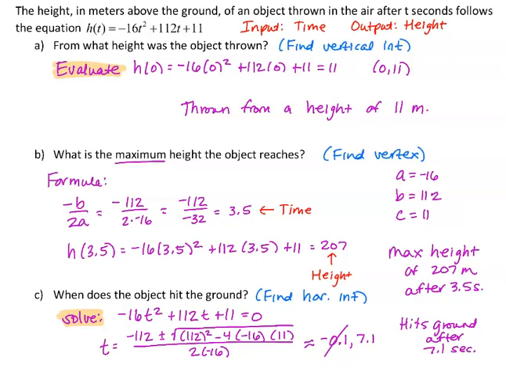So one function, but 3 different types of things we can do with it using key features of that function. So horizontal and vertical intercepts, as well as the vertex. Each of those key points on the graph helps us to answer one of these questions.